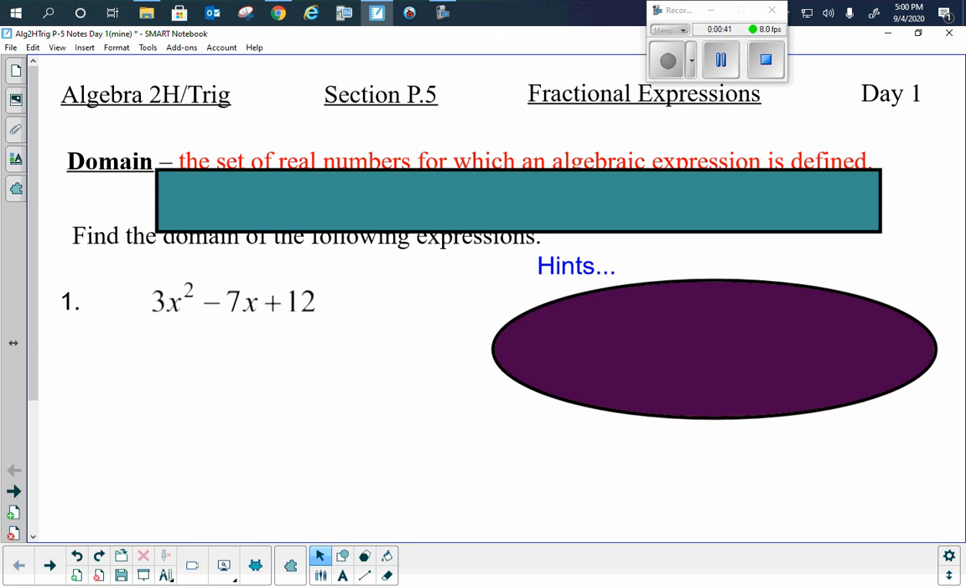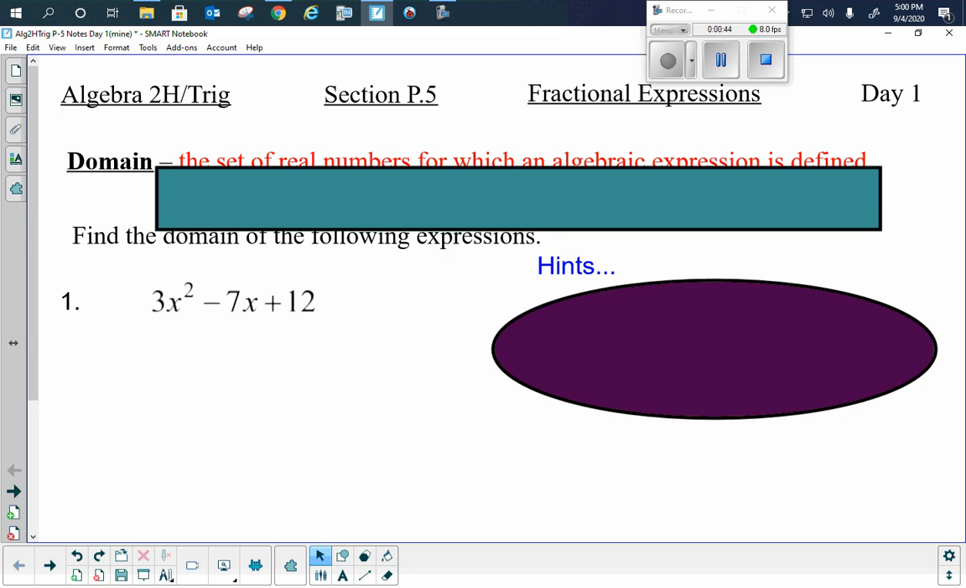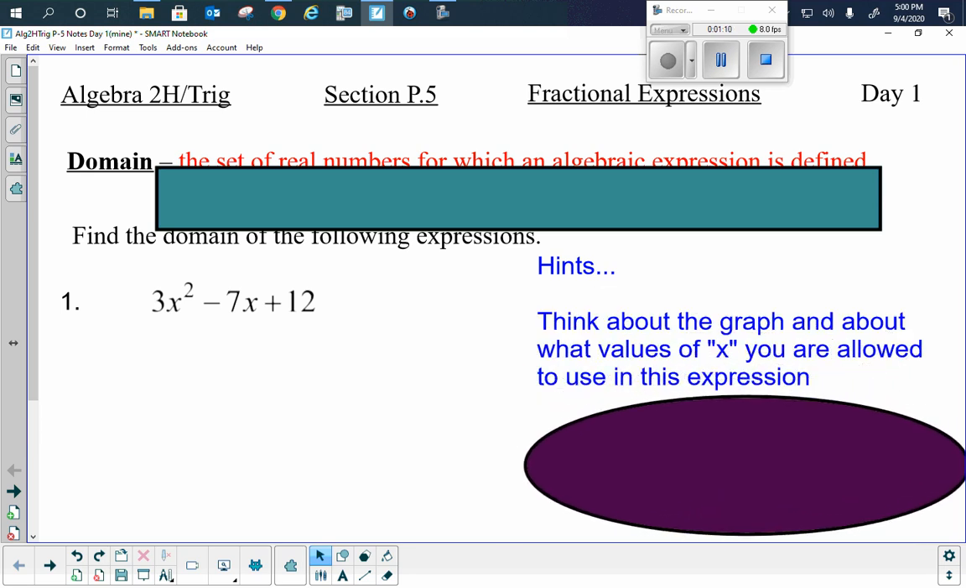Move that up a little bit for our directions. These are going to say find the domain of the following expressions. So this first one, quadratic. You may want to think about the graph many times. When you see a problem like this, you need to think quadratic and you need to think parabola. A hint is definitely to think about the graph and about what values of x you're allowed to use in this expression.